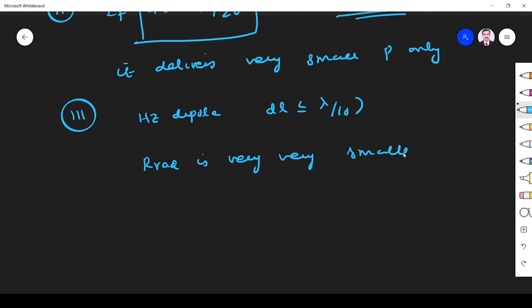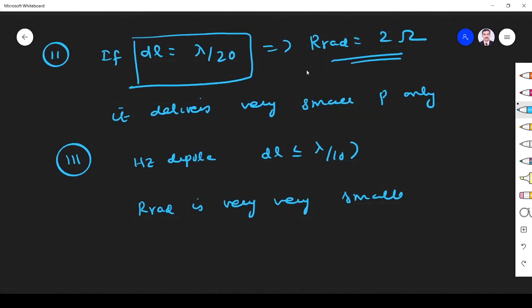Substitute DL is equal to lambda by 10. So for a Hertzian dipole, DL should be less than or equal to lambda by 10. I have taken lambda by 20, and for lambda by 20 it is 2 ohm. So R radiation is very small. Therefore this R cannot be matched with the transmission line, because the transmission line has a characteristic impedance of generally 50 ohm. Yes or no? But what is our antenna resistance? Antenna resistance is 2 ohm approximately, right?